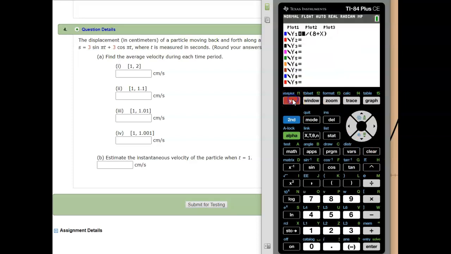So I should just be able to type this in. I could type it in Y1, so then I'd be able to see it pretty easily. So I have 3 sine. Notice it opens parentheses, so I need second pi. My calculator uses x, not t. I need to close the parentheses, plus 3 cosine second pi and x again. Now I could look at the graph of that and figure out what the instantaneous velocity is at this point. I wouldn't have to put that in.